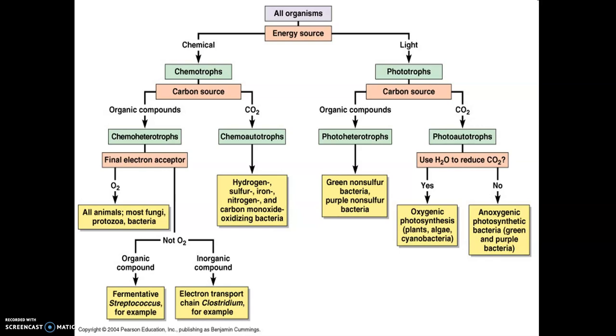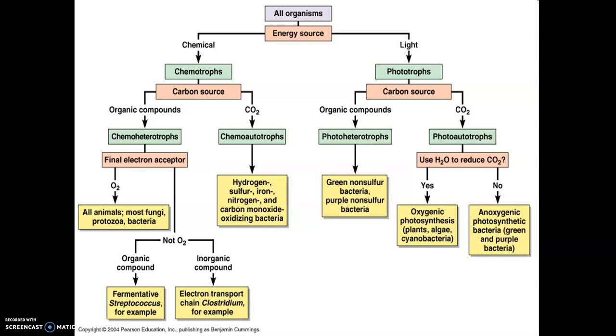Now if oxygen is not used, that's when we talk about the chemoheterotrophs that are anaerobic. They do some sort of fermentation, some sort of anaerobic metabolism, which we mentioned before. The one example down there that I mentioned is Streptococcus, which does lactic acid fermentation.